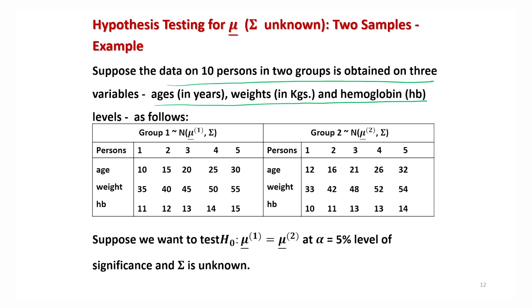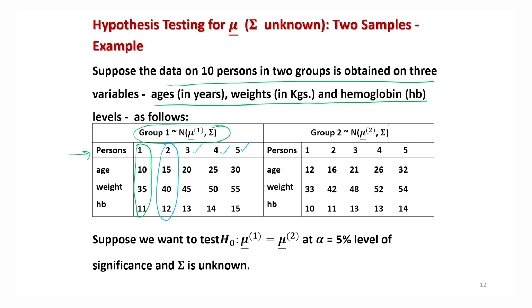Earlier we considered the same variable, and now I am considering two different populations from which we are going to obtain two different samples. The data in group 1 comes from normal mu1 and covariance matrix sigma. There are persons number 1, 2, 3, 4, 5. For person number 1, the age is 10, weight is 35, and hemoglobin level is 11. For person number 2, the age is 15, weight is 40, and hemoglobin level is 12. Similarly for the third, fourth, and fifth persons we have the appropriate data.